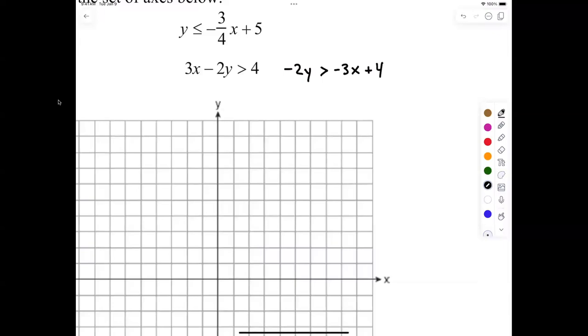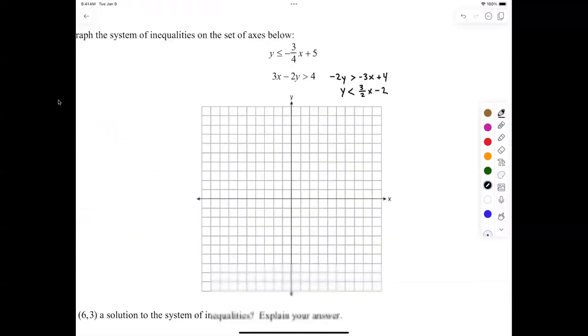And now what? Now it's divide by -2. Thank you. Come on, Maggie, we're working and you're playing again. 3/2 x, then what? Negative -2. There we have it.